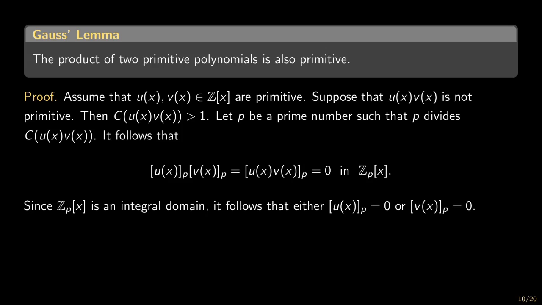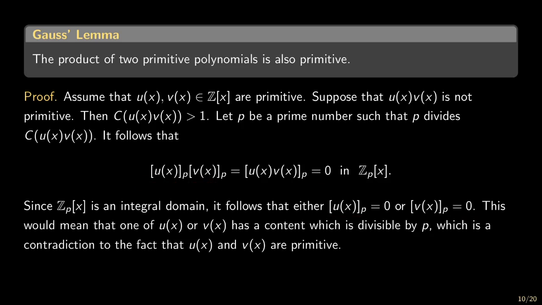And since Z_p[x] is an integral domain because Z_p is a field, it follows by the zero product property that one of these polynomials must be 0. This would mean that one of u of x or v of x has a content which is divisible by p, which contradicts the fact that u of x and v of x are primitive. Therefore, the product u of x times v of x must be primitive.